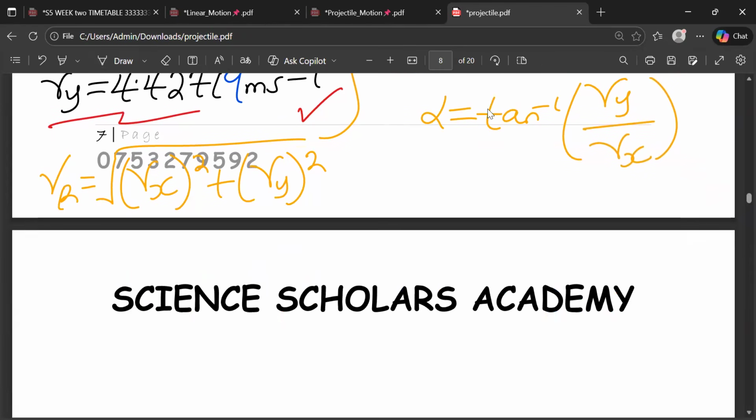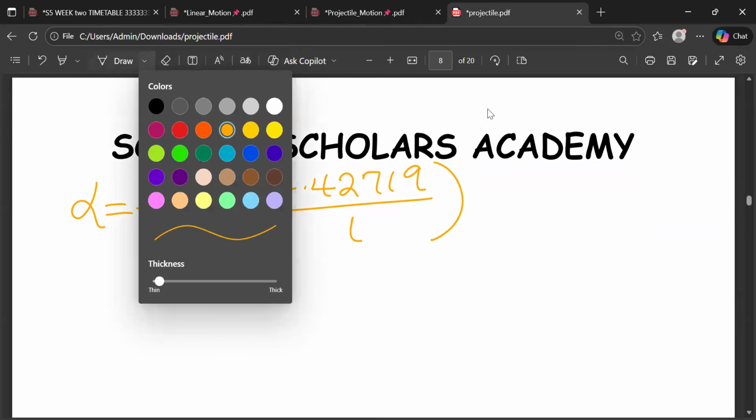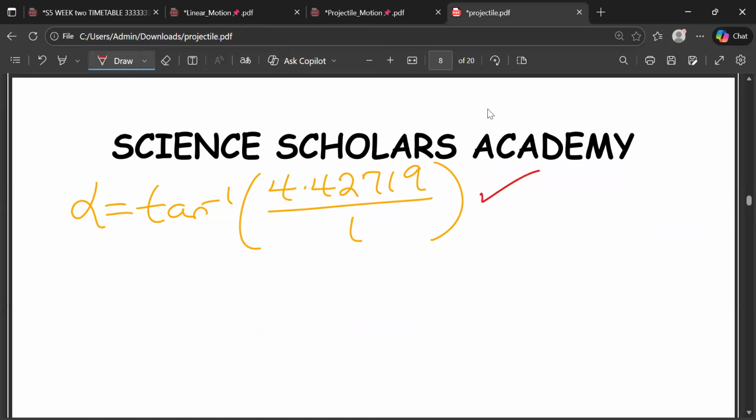So from there you come, say, so it will be tan inverse. My value is 4.42719 for Vy over 1. Is it 1? The Vx, yes, it's equal to initial. And this is what they want to see in mathematics. The substitution, provided it's correct. Then you come and conclude. Which answer do you people have? The angles are recorded to 2 d.p. in mathematics.